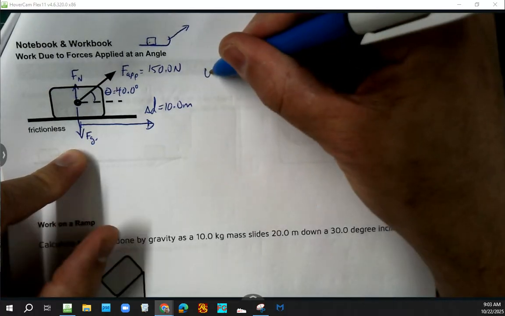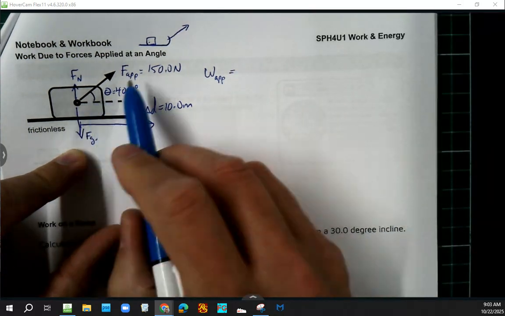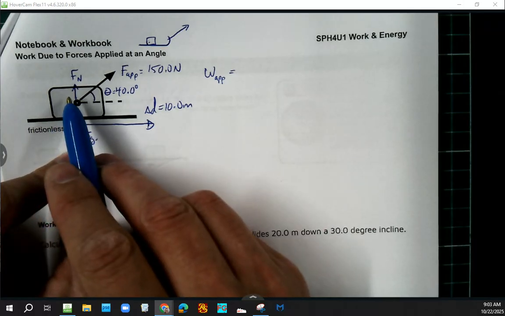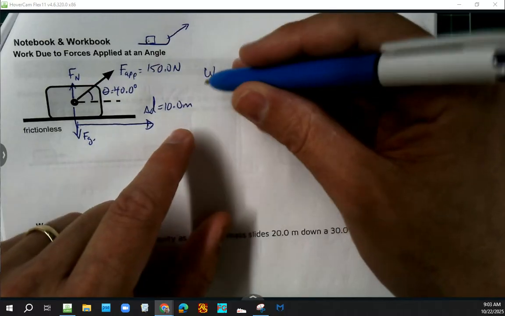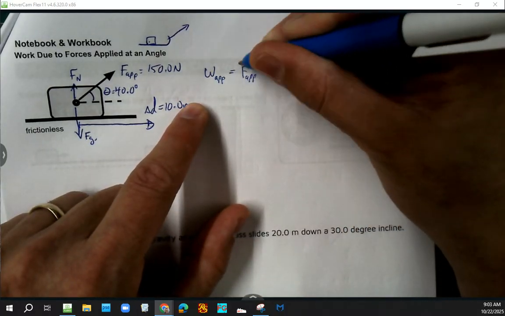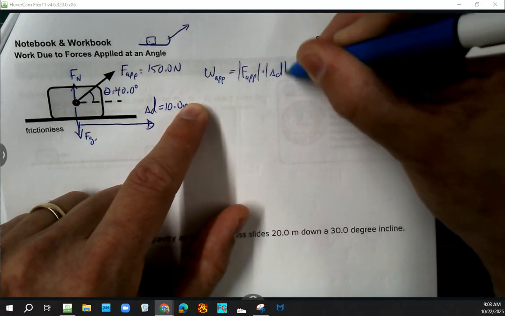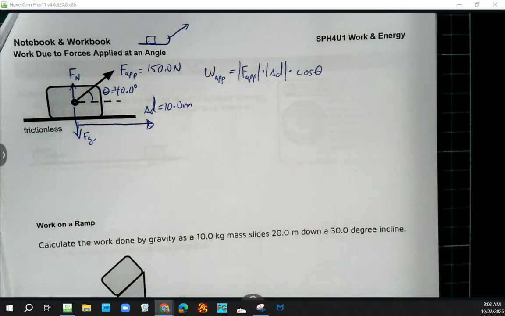Well, in dynamics, I'd be so tempted to find an x component and a y component of the applied force. I'd use the y component to figure out what the normal force is. I'd use the x component to do some other stuff here. But when we come to these problems, we say, work is equal to the applied force times the displacement times the cosine of theta. That's what we called the dot product earlier, of those two vectors.